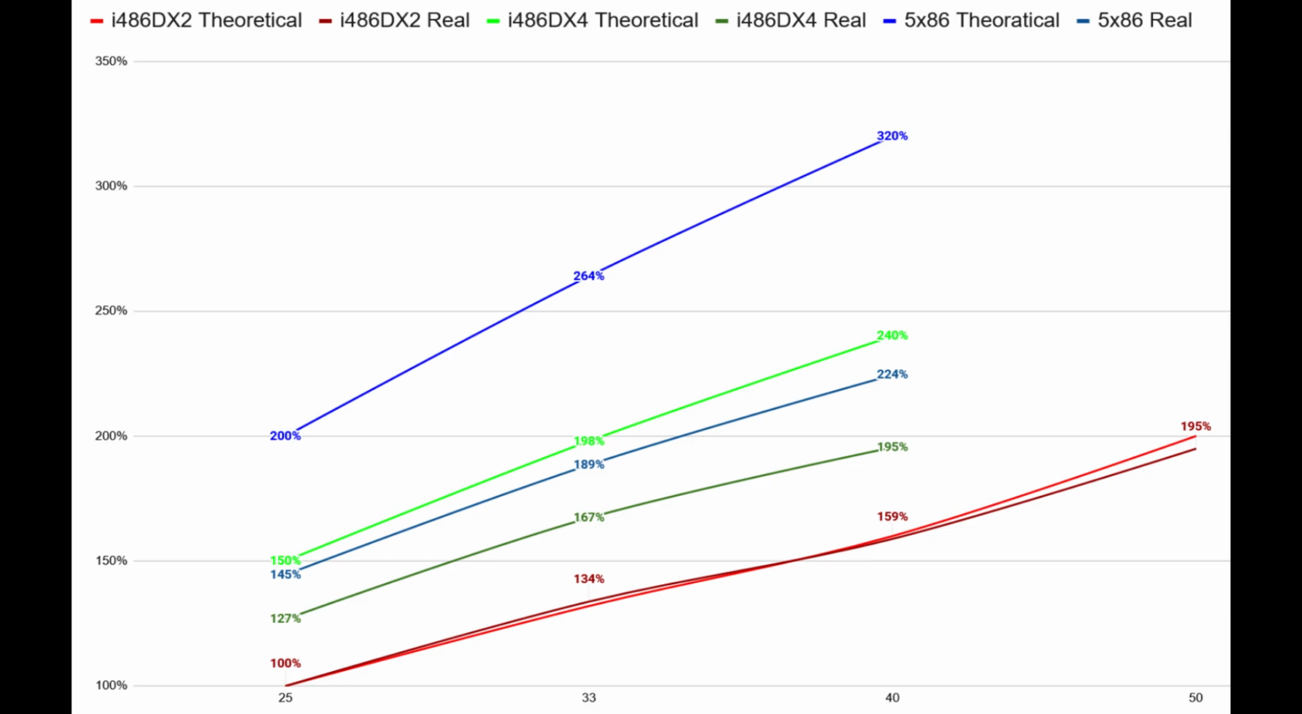For the frequency tripling DX4s, it is not true. As you can see, there is a distance between the two green lines. The light green presents the theoretical scaling, while the darker one shows the reality. The distance between the blue lines is even higher, so it means the 5x86 is not really scaling. It is still faster than the other CPUs, but it is not 2 times faster than a DX2 running at 66 MHz. I was really disappointed with these results, so I talked to others about how they see this scaling.